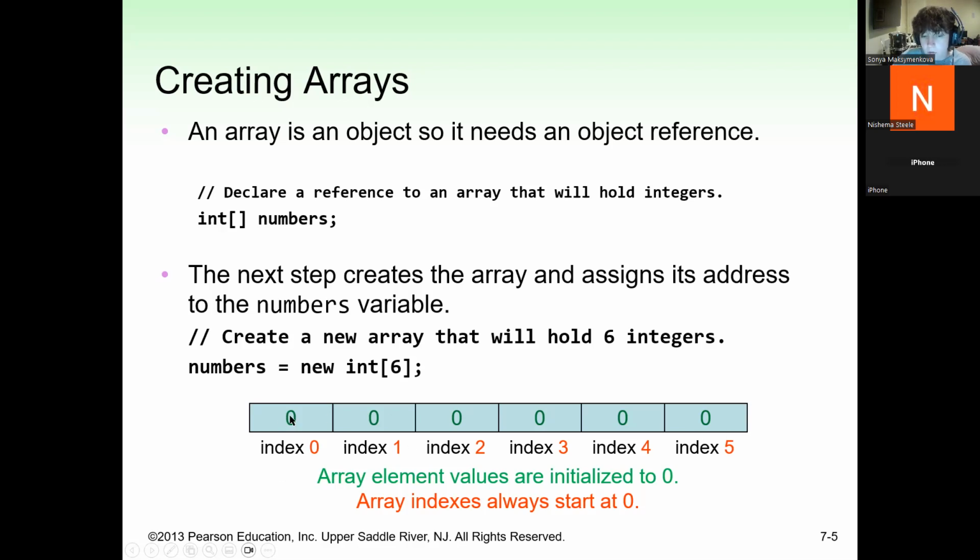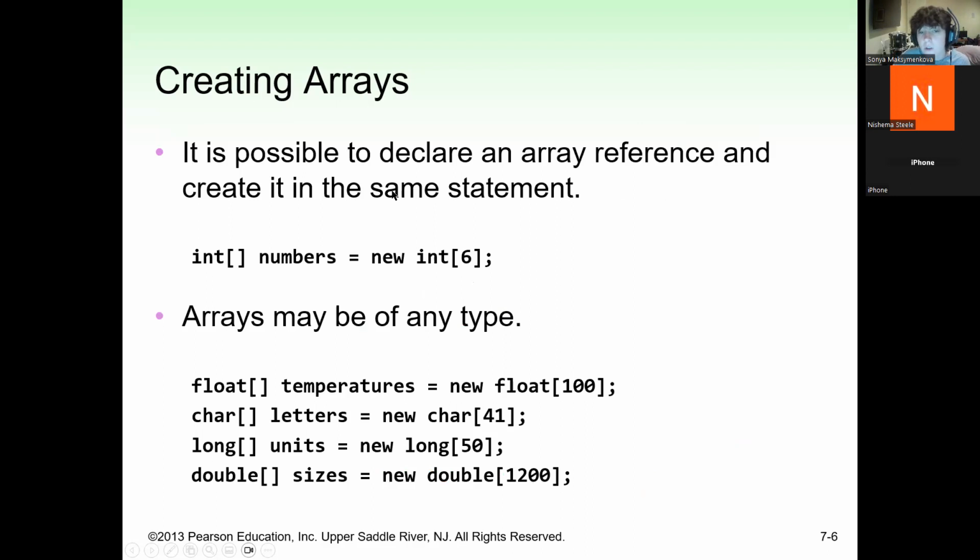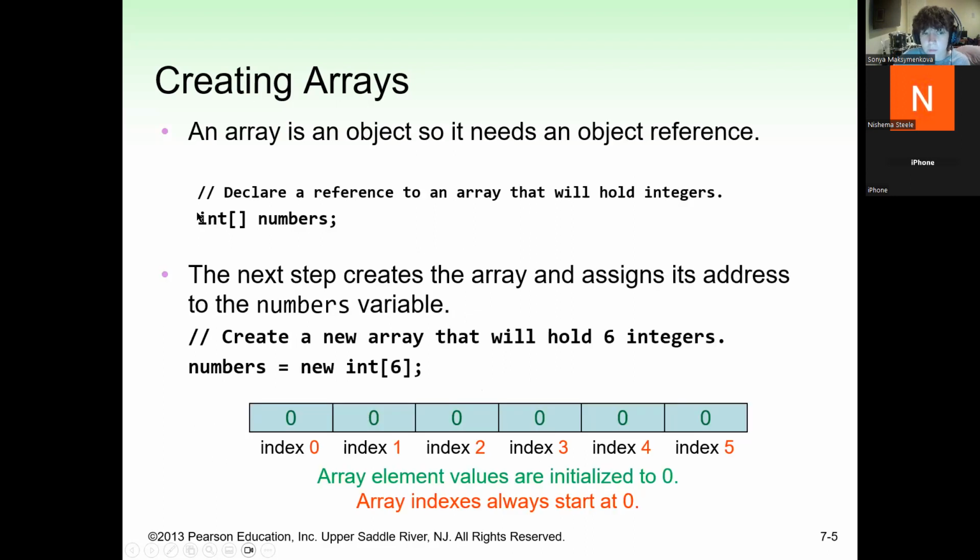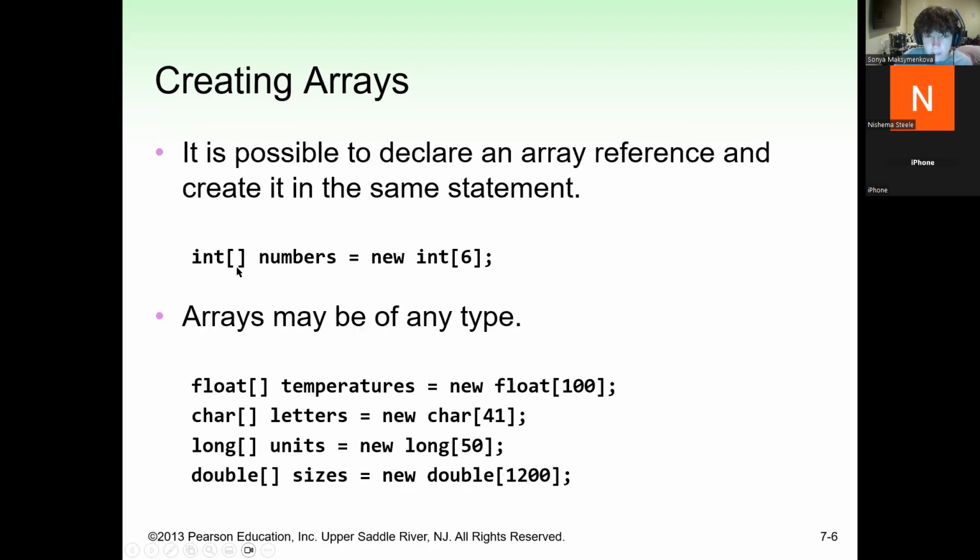So all of these elements, there are 6 of them, 1 2 3 4 5 6. All of these elements will be initialized to 0, and as always our index in an array starts at 0, the same way as in Python. Nothing's really different. You can also do it in just one statement. You just combine this part, and this is what you will get: the data type, square brackets, the name of your array, equals new, the same data type, and then how many elements you want your array to have.